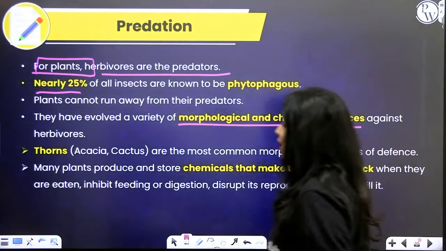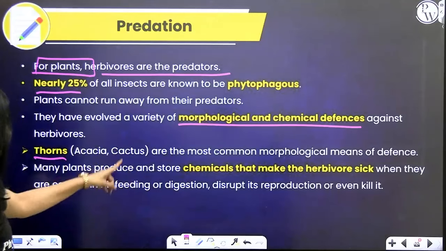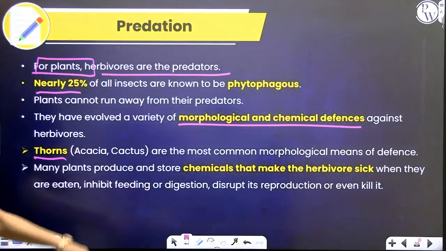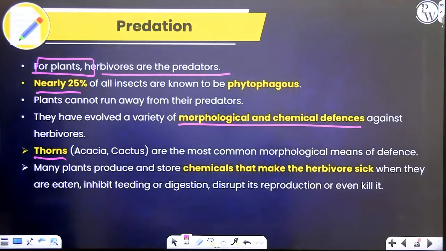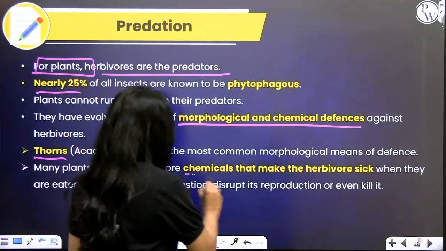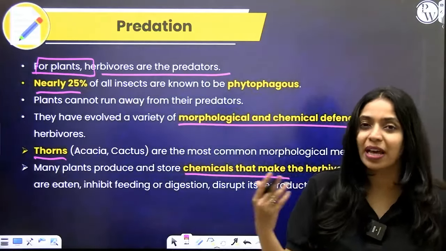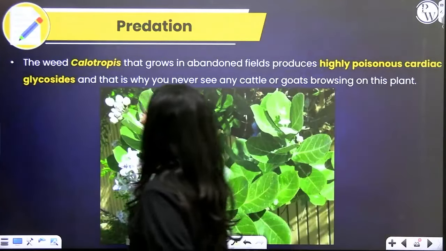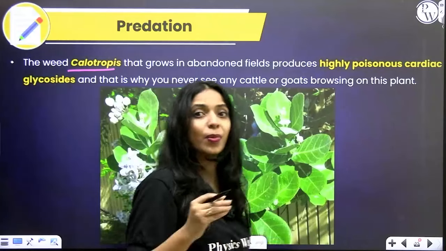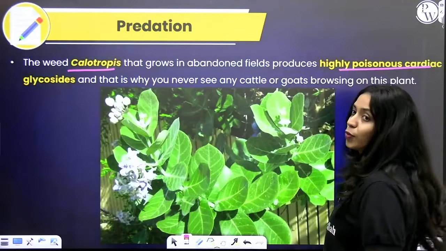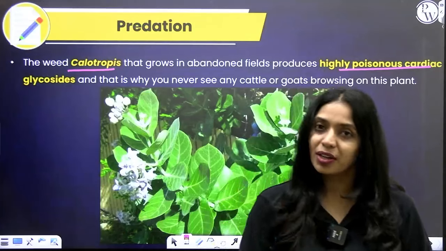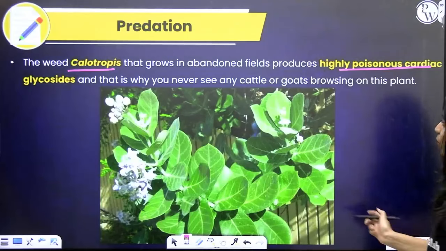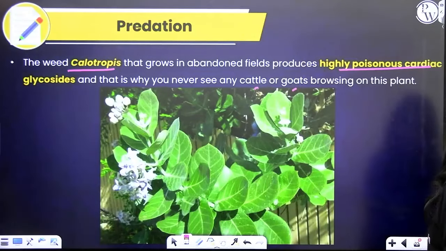So some of the plants have thorns, acacia, cactus. Cactus actually has spines. This is a mistake. Okay, so thorns are present that will prevent the predators or herbivorous animals from feeding on it. Many plants produce chemicals that will make the herbivore sick. So over time, they will realize not to feed on them. Okay, so there is a plant, I'm sure you've seen this. It is called Calotropis. This plant will produce very poisonous cardiac glycosides that could affect the circulatory system as well as the nervous system of organisms that consume it. Okay, so usually you will not see cattle or goats feeding on it.